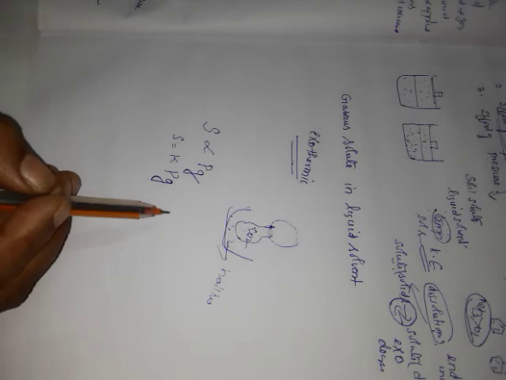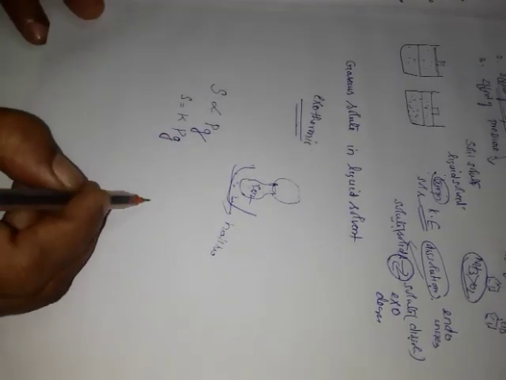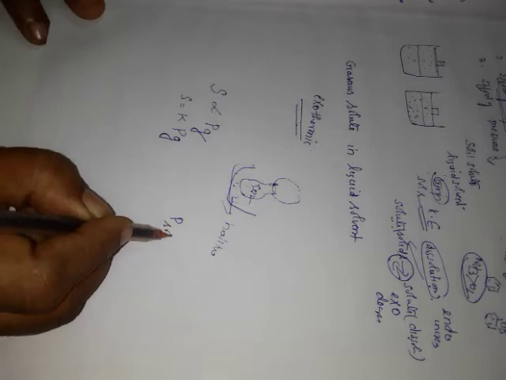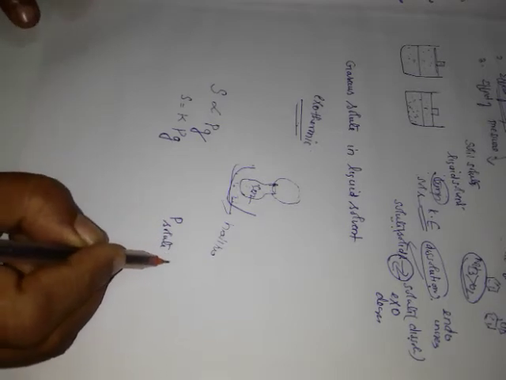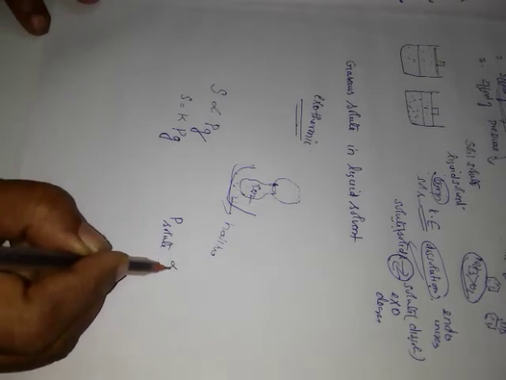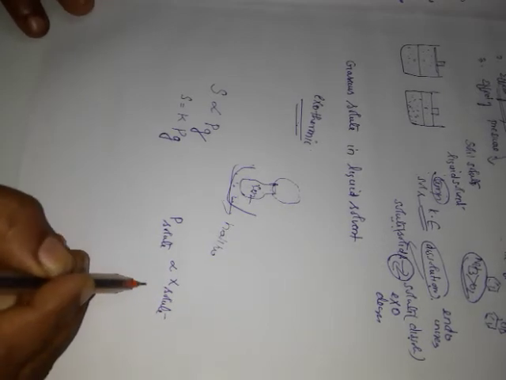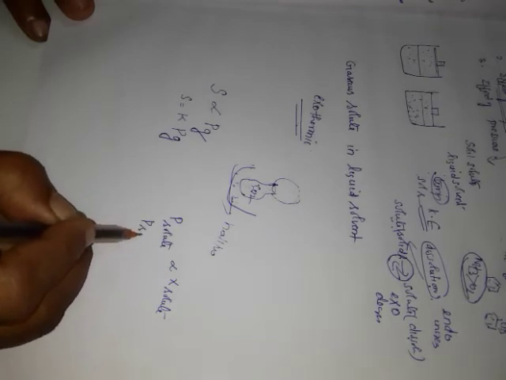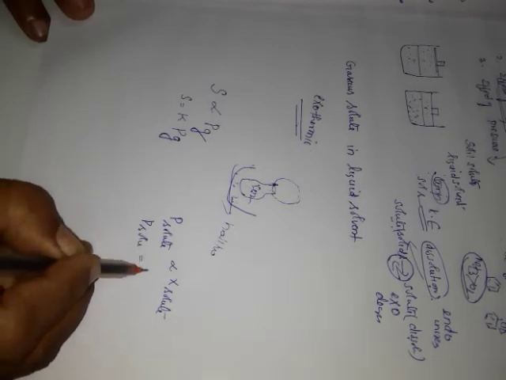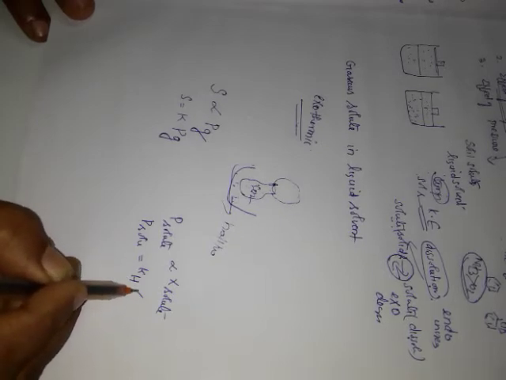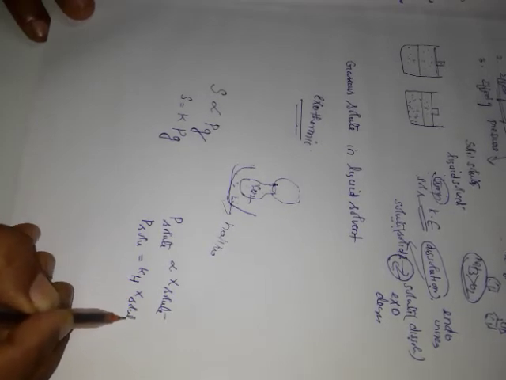So this statement is known as Henry's law. Henry's law can also be expressed as: pressure of the solute is directly proportional to mole fraction of the solute in solution. So removing the proportionality constant, pressure of a solute is equal to KH, where KH means Henry's constant, into mole fraction of the solute in solution.